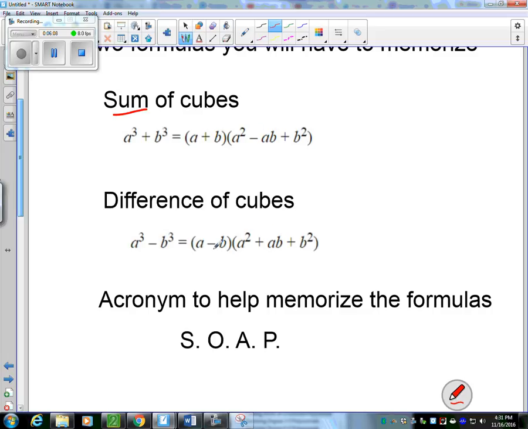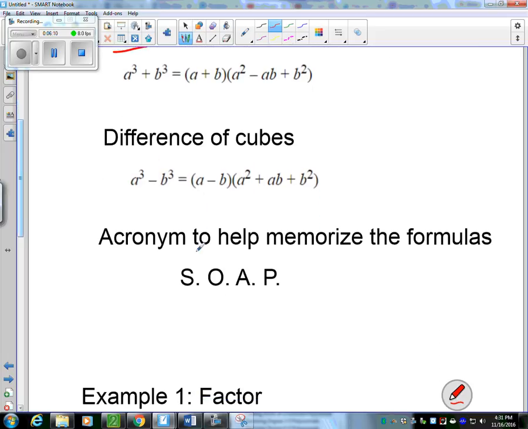There's an acronym to help you memorize the formula. This is called SOAP. The S stands for the same sign. So if you notice up here, the first sign is a plus, and this first sign over here is a plus. If you notice on the difference of cubes, it's subtraction and subtraction for the first sign, they're the same.